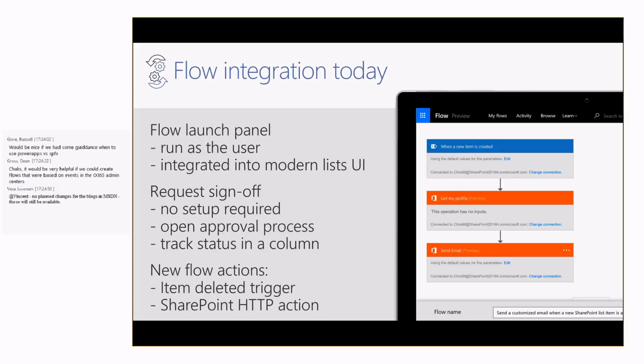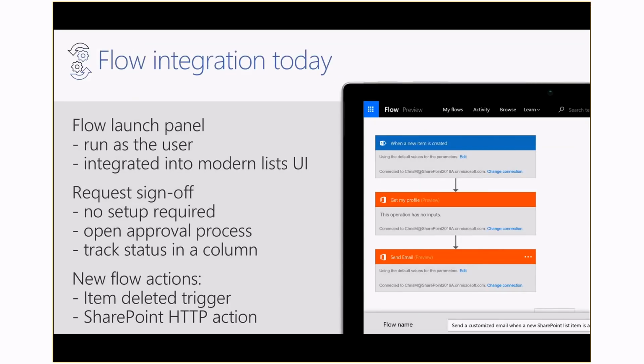Today we have the Flow Launch Panel. You can run the Flow as a user, which means that you can have anybody who's using the list or a library run a Flow. So for example, copy file or archive file and things like that. It's integrated with modern UI only. In classic, you can use the list, but there's no UI integration.